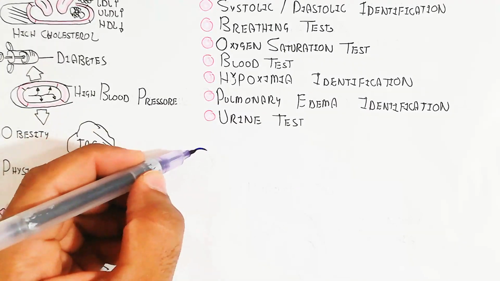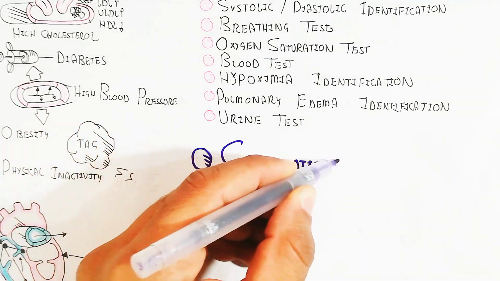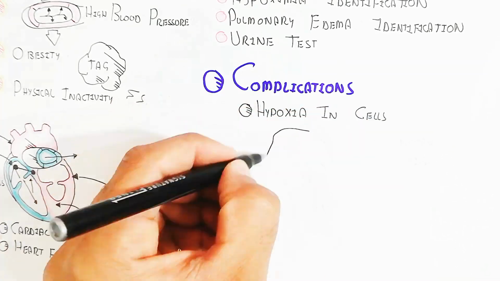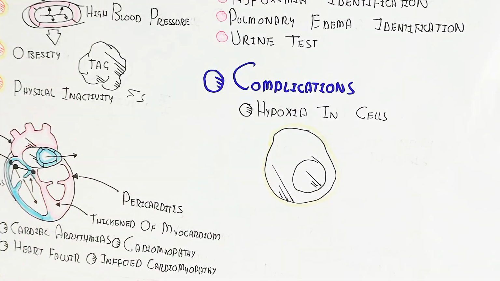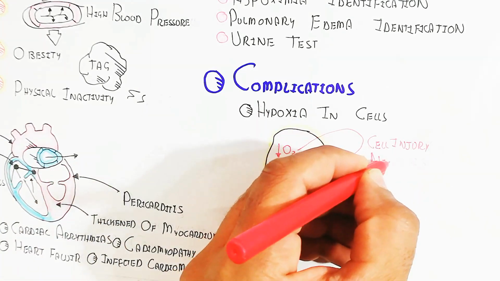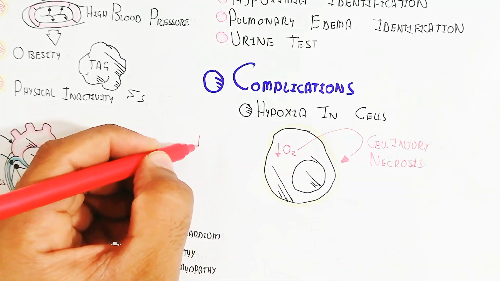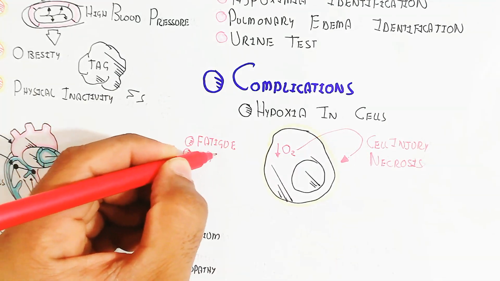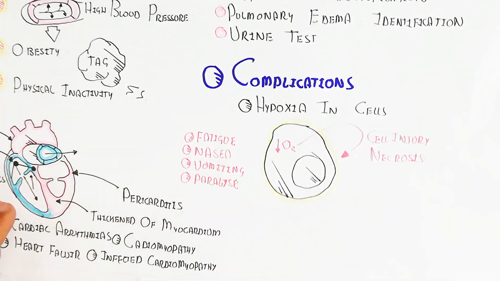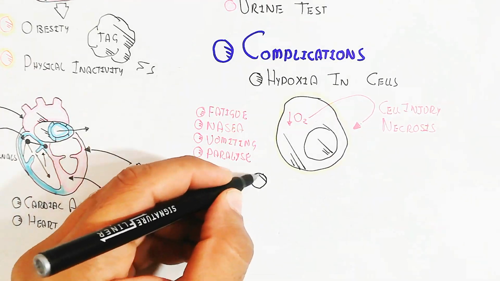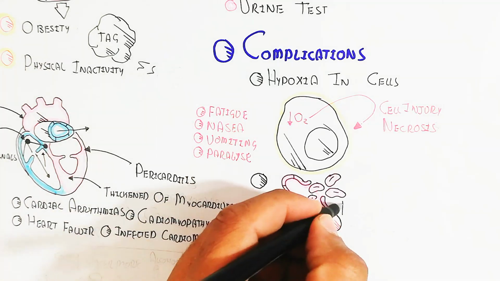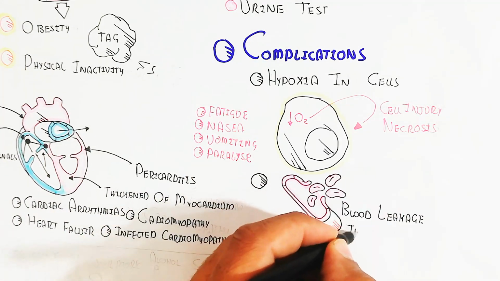Let's understand the complications due to cardiovascular disease. Decreased oxygen in the cell is known as hypoxia in the tissue, and hypoxemia in the blood circulatory system leads to hypoxia in the tissue, causing cell injury and necrosis. In this way, cell injury and necrosis lead to heart attack, fatigue, nausea, vomiting, as well as paralysis, even death. Death of tissue can cause death of brain cells, etc. On the other hand, blood leakage and thrombosis can occur, and death of the patient.